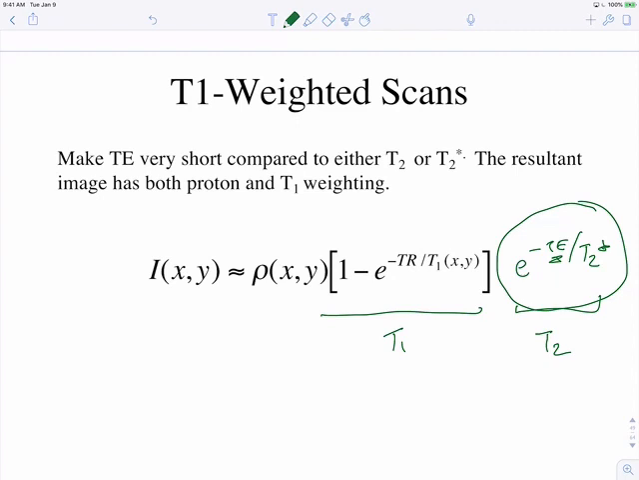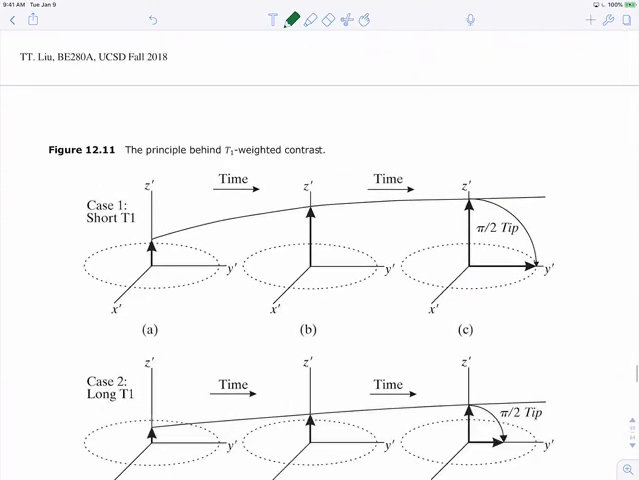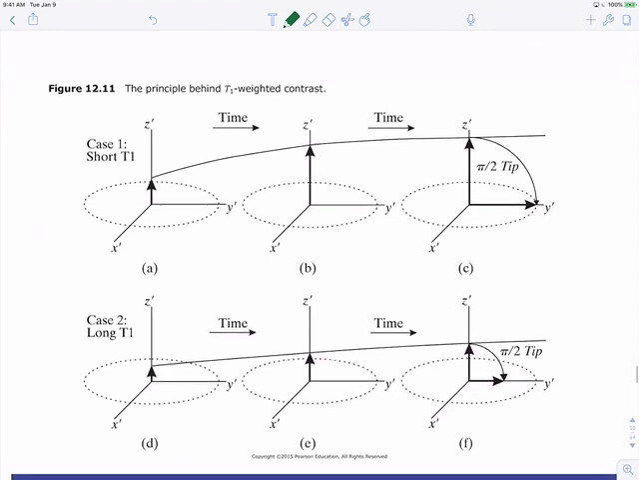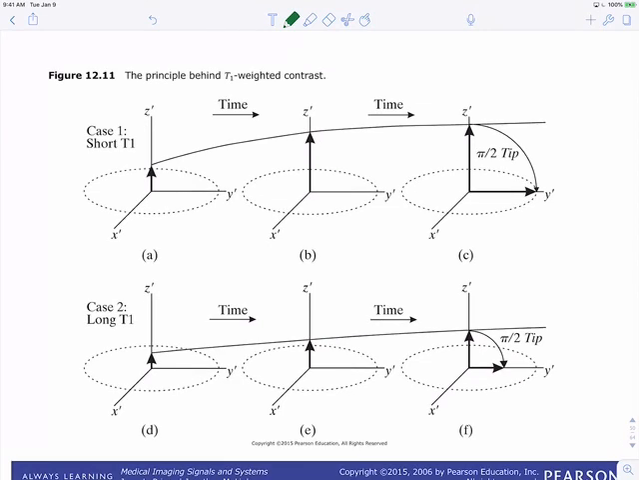So if TE is 0, then this just is 1. So the idea is we want to make TE as short as possible. In the ideal world, it'd be 0, but in general, it's going to be a few milliseconds. So for a T1 weighted sequence, we want to make echo time as short as possible. So this is the principle behind T1 weighted contrast from the book.